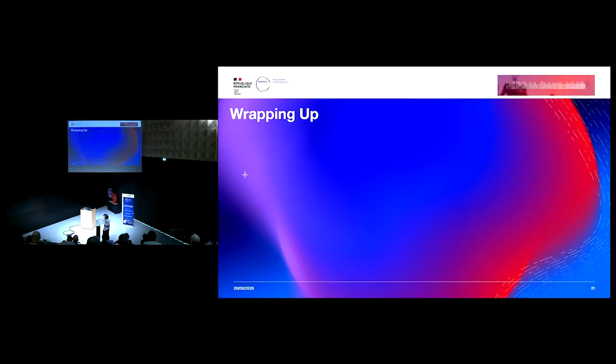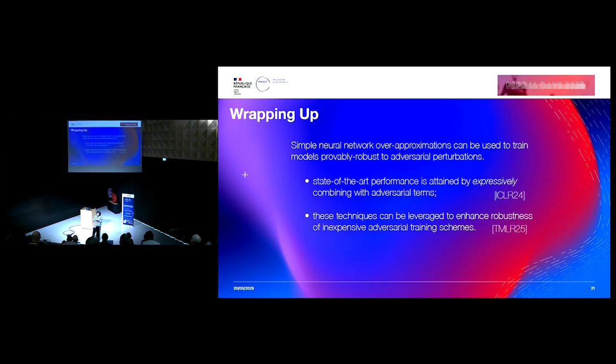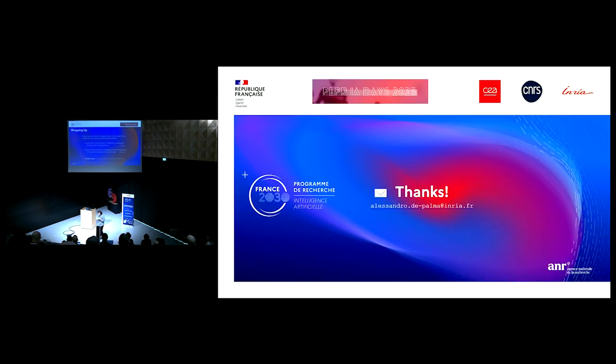Okay, so wrapping up, I presented a series of training schemes that employ over-approximations to achieve provable adversarial robustness. Turns out that if you want to maximize performance in this space, you need to smartly combine this with actual attacks. And these schemes are still useful against more empirical notions of robustness. But, as I've said, a lot of work still needs to go into improving the trade-offs themselves. Thanks.